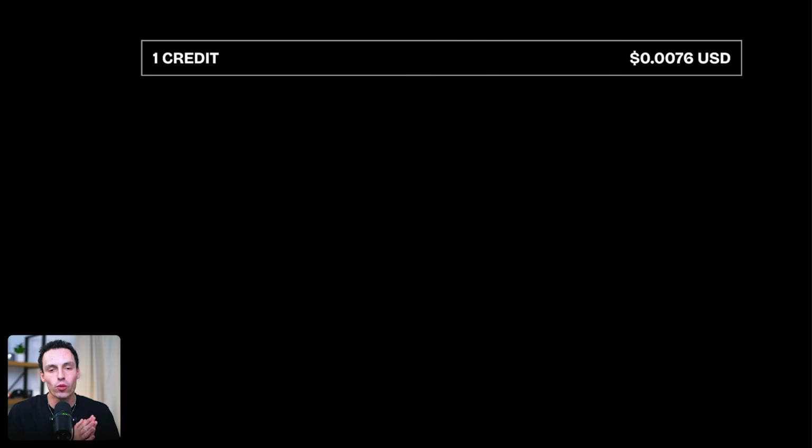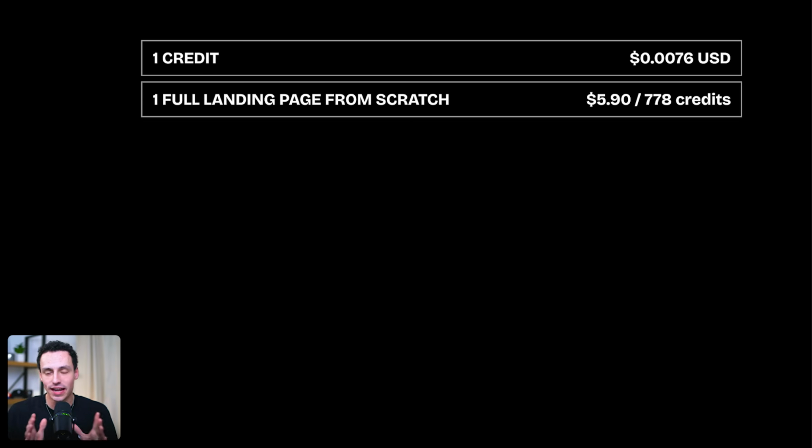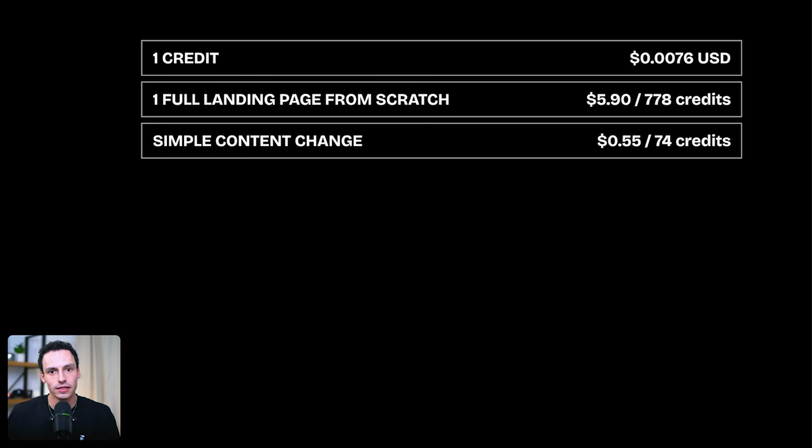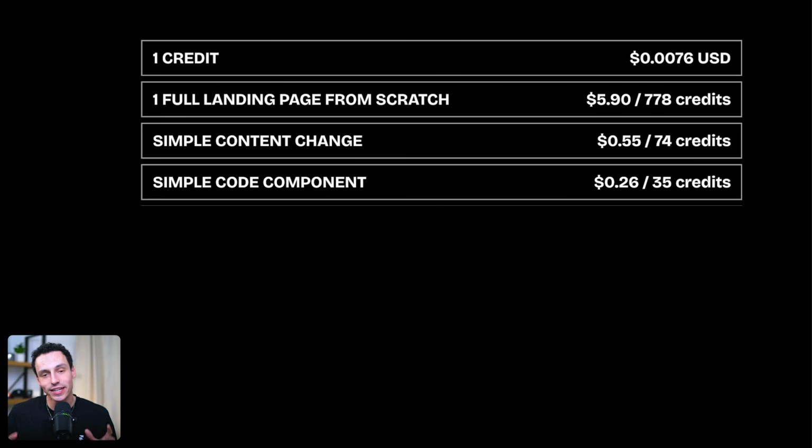Now, depending on the task that you're completing, that's obviously going to impact the cost. Here are some findings that I found playing around with the AI agent. So the cost to generate one full landing page from scratch, without any sort of context, in a blank brand new project, was around $5.90 or 778 credits. And that was without responsiveness or animation or textiles or anything like that. A simple content change on my website cost about 55 cents, which was 74 credits. To create a simple code component, the cost was about 26 cents or 35 credits, which makes sense. It's a little bit cheaper because we're playing with code, not design.